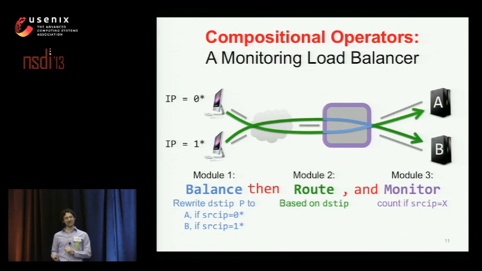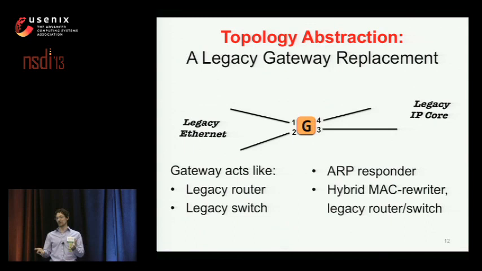Let's look at a topology abstraction example. So here we've got a legacy network, an IP core connected to an Ethernet island by a gateway node, all legacy components. And we want to upgrade our network to SDN, transition it there gradually. So what we're going to do is replace the most sophisticated box, the gateway box. But this box is really rather complicated. Sometimes it's going to act like a legacy switch, other times like a legacy router, other times like an end host responding to ARP requests for the gateway address, and yet other times like a hybrid between a MAC rewriter and a legacy switch or router.